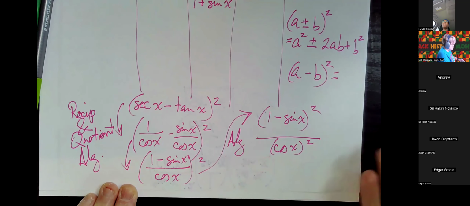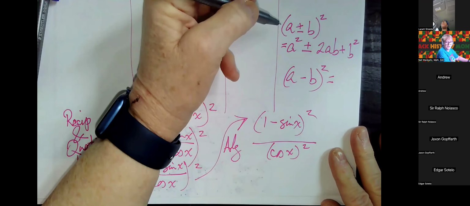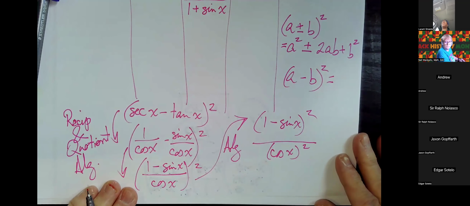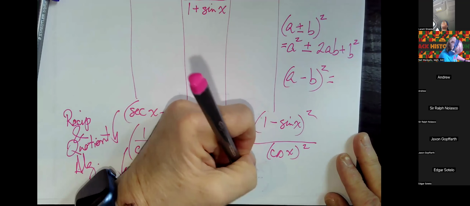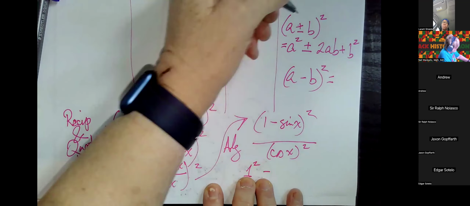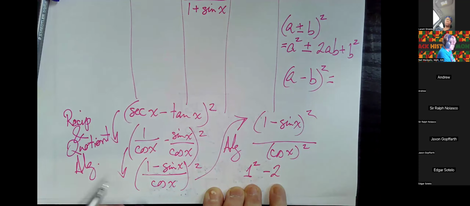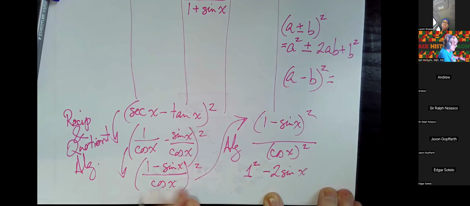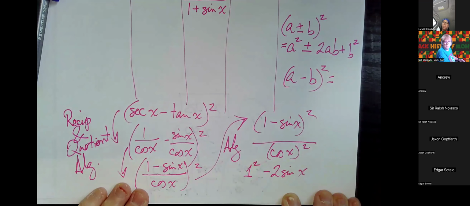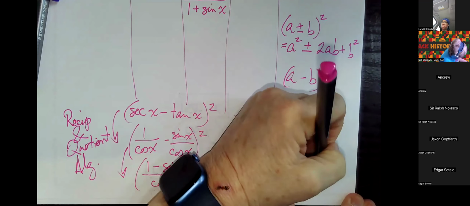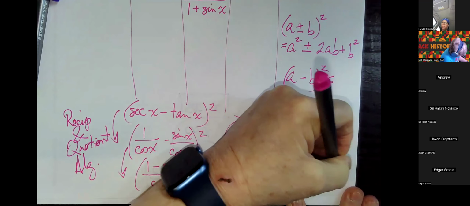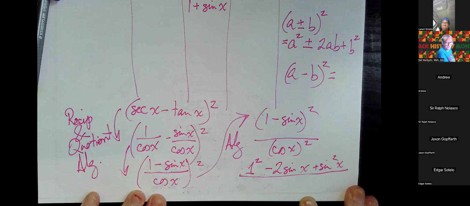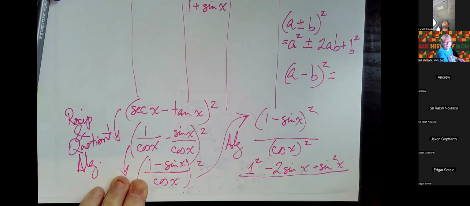So let's see. What is a in this scenario? 1. So 1 squared minus 2 times 1, and what is b? Negative sine x, I guess. Yes, exactly. And then negative sine times negative sine is positive sine squared. That's nicer. And the denominator.